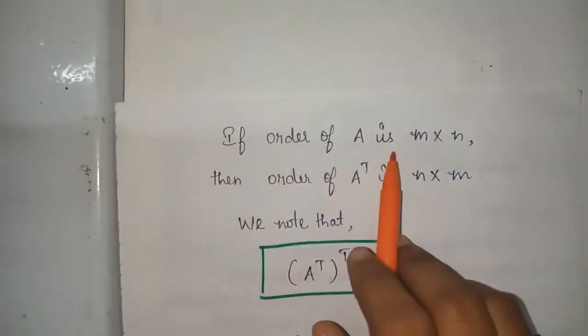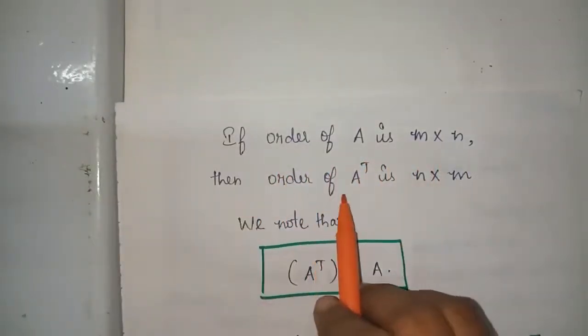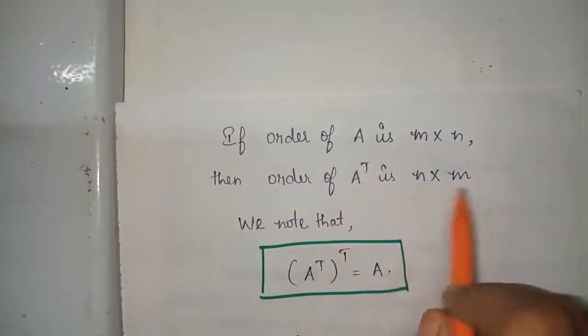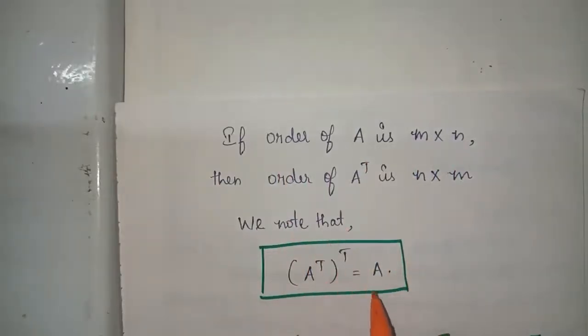If order of A is m cross n, then order of A transpose is n cross m. We note that A transpose the whole transpose is equal to A.